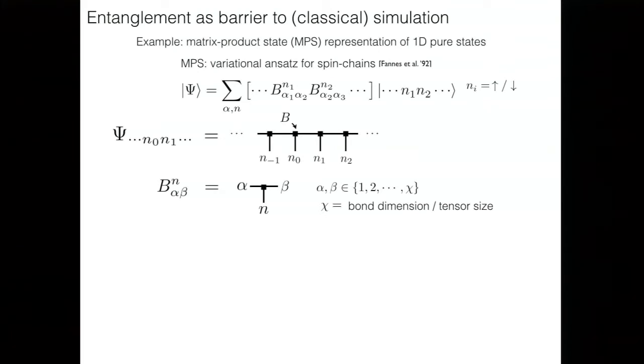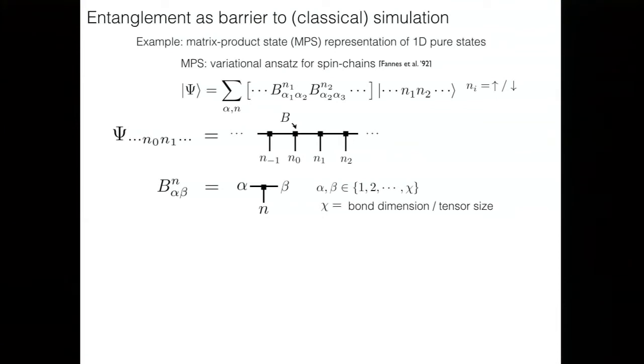So a clear example of how entanglement is a barrier to simulating one-dimensional states is given by the matrix product state ansatz. So a brief review of matrix product states. You should think of them as a variational ansatz for one-dimensional many-body systems. The variational parameters are a set of matrices or tensors B. And you get a many-body wave function by taking one tensor per spin in your system and contracting the indices together in this manner here. So going forward, I won't actually write out the indices, we just write a picture.